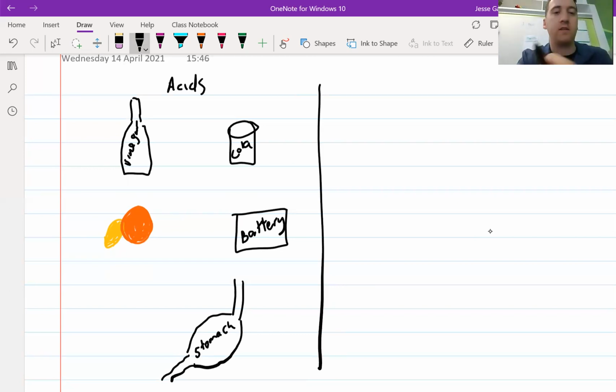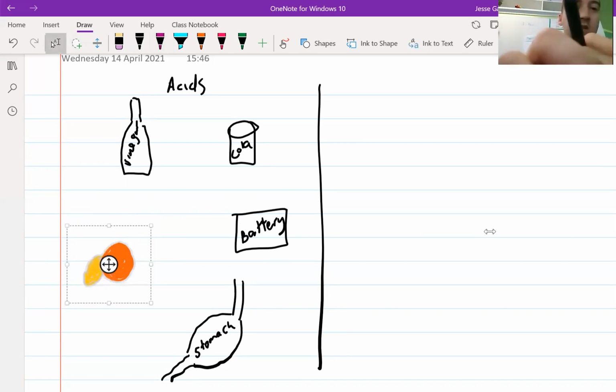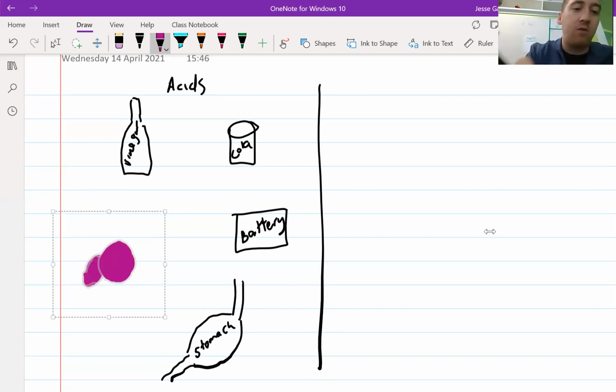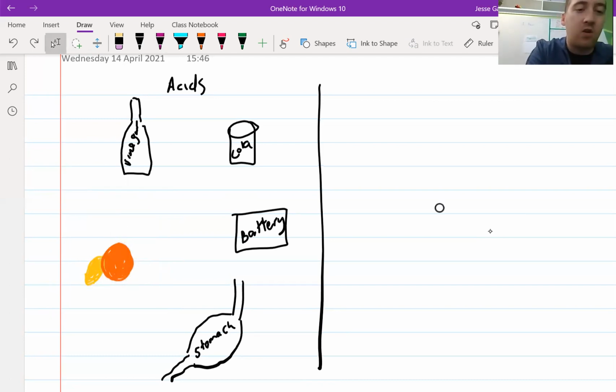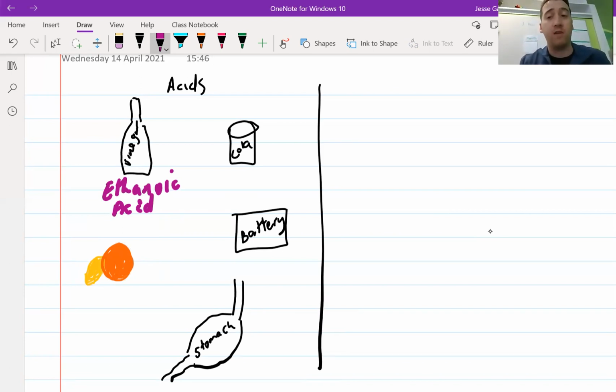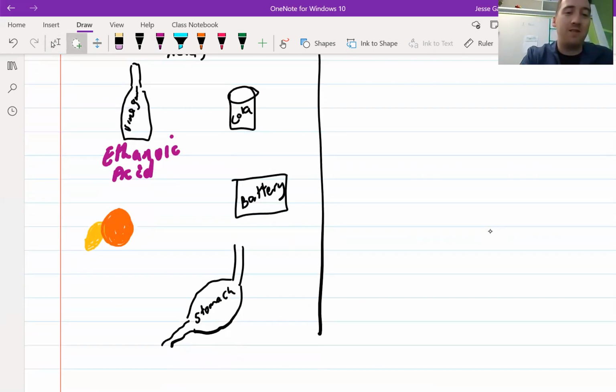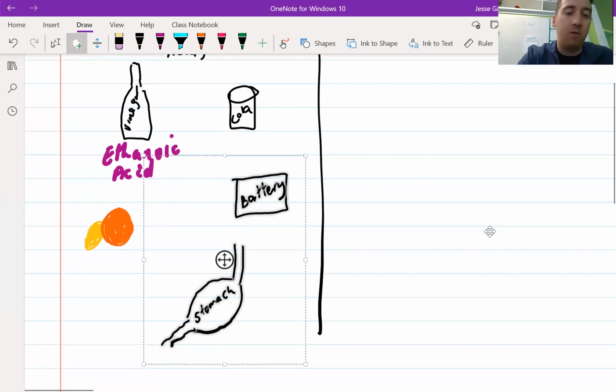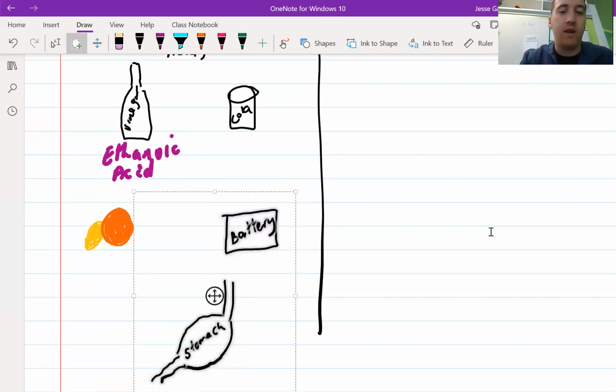So what do we call these acids? Well, obviously they've got a name. The acid that we would find in vinegar is called ethanoic acid. And it's obviously quite safe. In terms of corrosiveness, think about whether it's going to be highly corrosive or not. Think about what we can do with it. We can basically eat it, and we put it on our chips, so it can't be overly corrosive.